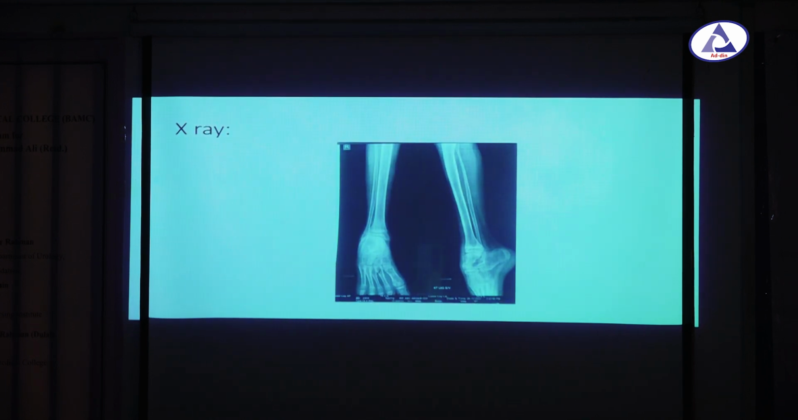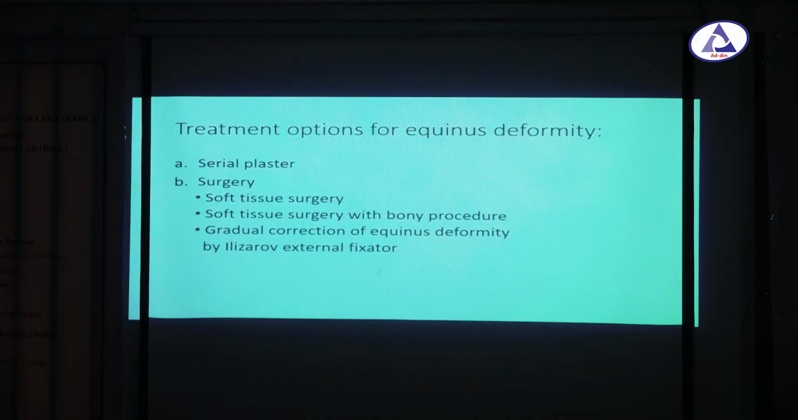This is the X-ray showing the foot is completely in equinus position. So treatment option for this case: first, serial plaster, as it is a very rigid variety. For this patient, serial plaster will not be applicable.